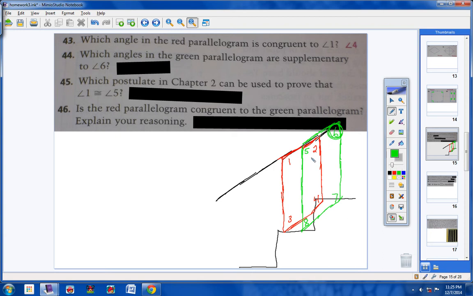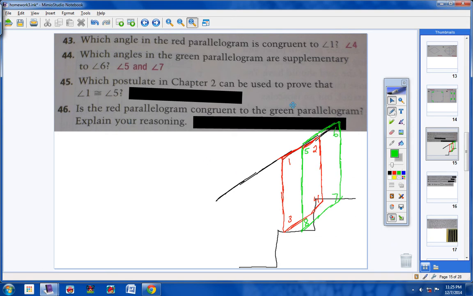Well, we've learned that consecutive angles are supplementary angles that are side by side. So 5 would be supplementary to 6, and 7 would be supplementary to 6. So angles 5 and 7. Angles 5 and 7. Okay, moving on to number 45.